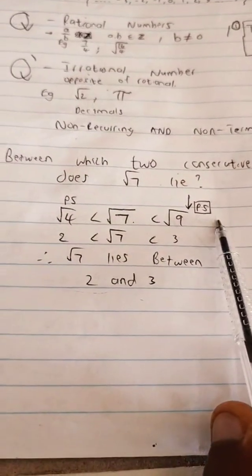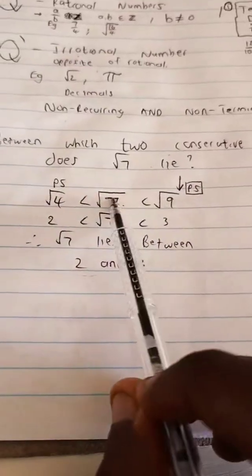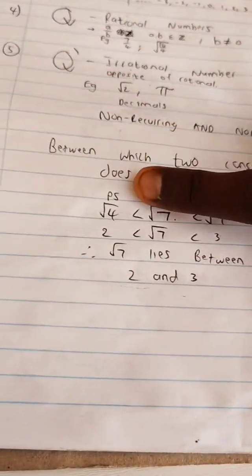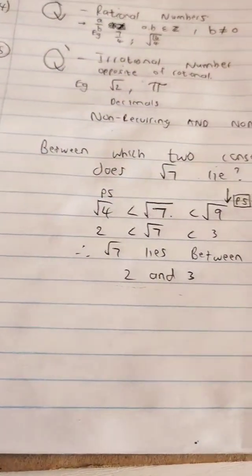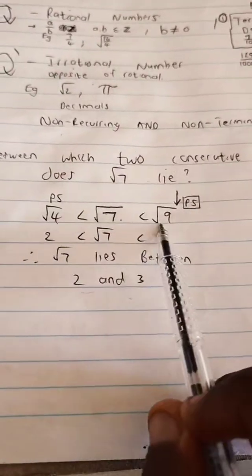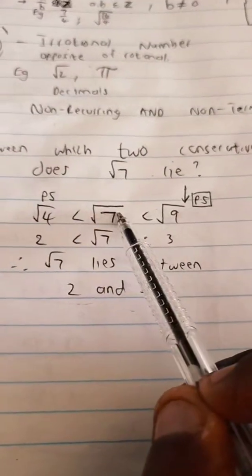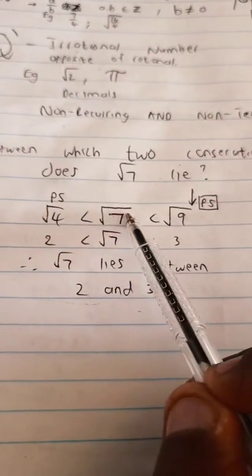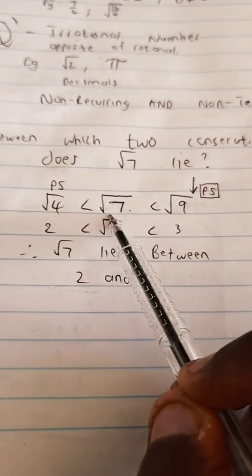So all you need to do is find a perfect square number that is greater than the given rational without its root, and a perfect square number that is less than it, and then you put your inequality signs there. Remember, what do these inequalities mean? It means the square root of 7 is greater than the square root of 4 but less than the square root of 9.